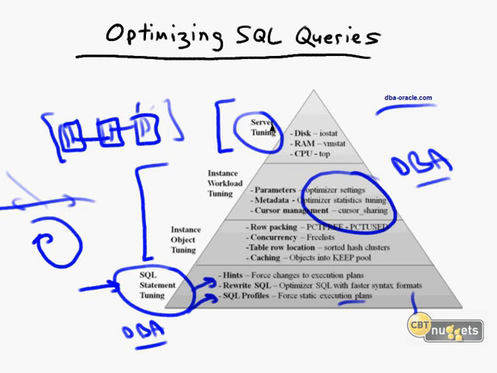Finally, at the top level, at the Oracle hardware level, we have our four subsystems: disk, memory, CPU, and I will add network here. And the idea here again is scaling up and scaling out. Scaling up means adding more horsepower to our Oracle server.